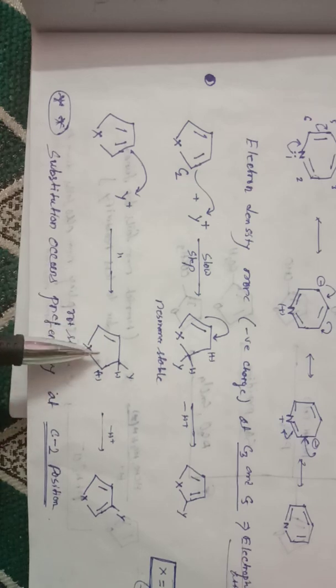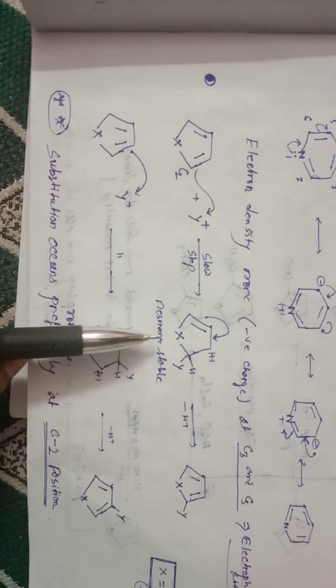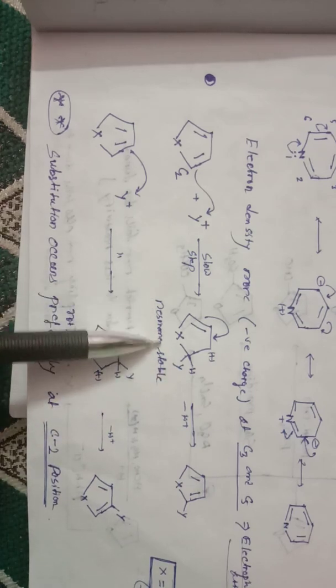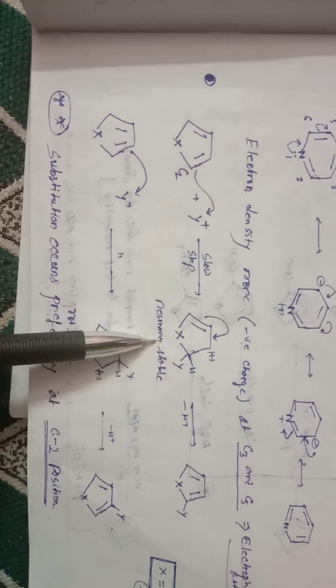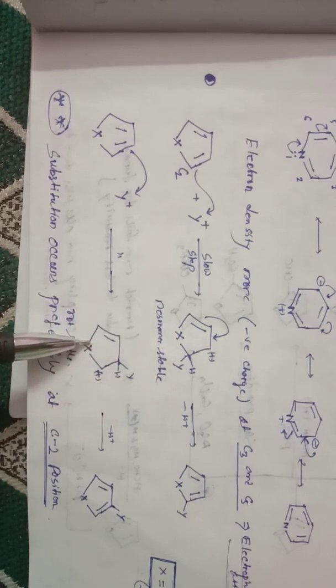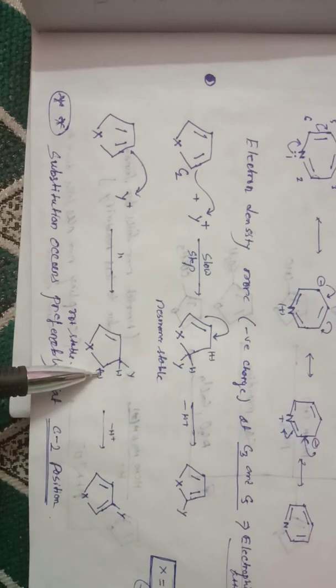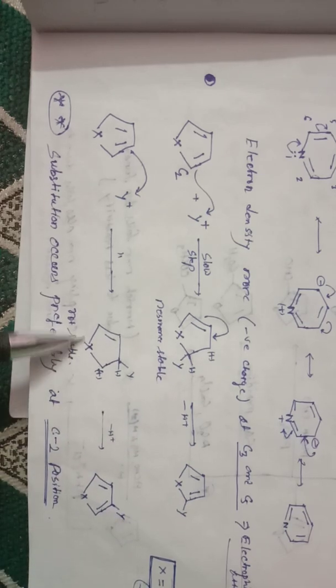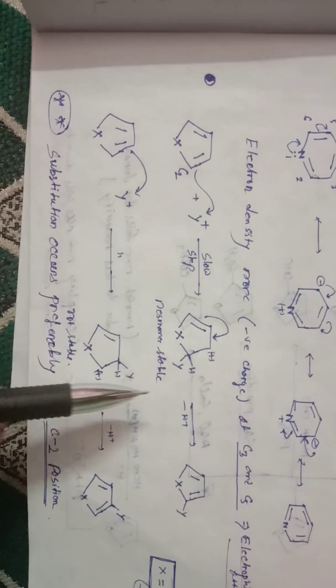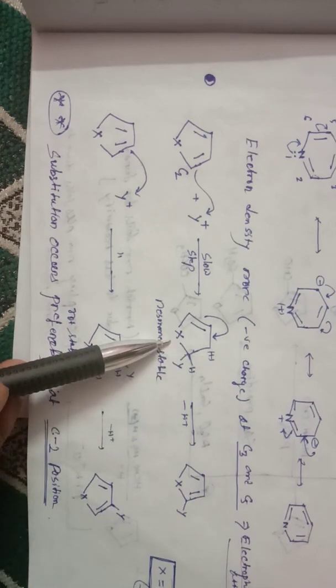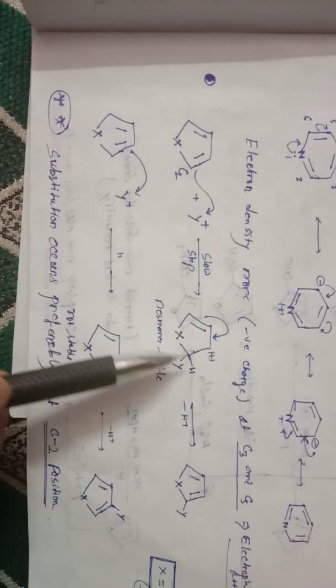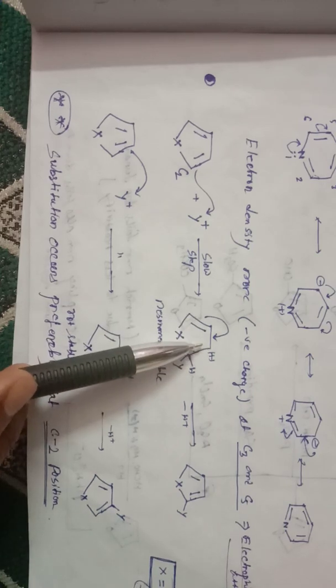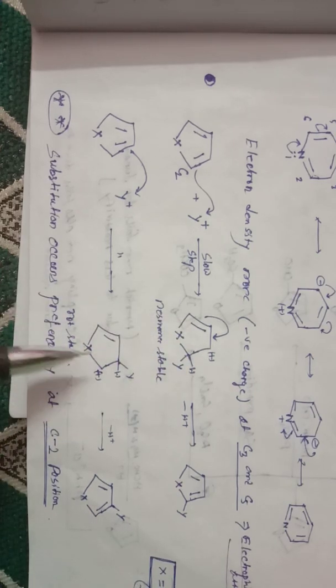Why is this not stable? Because previously we saw that this resonance structure is more stable than this one. Why? Because here the positive charge is closer to the heteroatom, but here the positive charge is farther apart from this heteroatom. And this will be resonance stabilized with this double bond. So this is not possible.